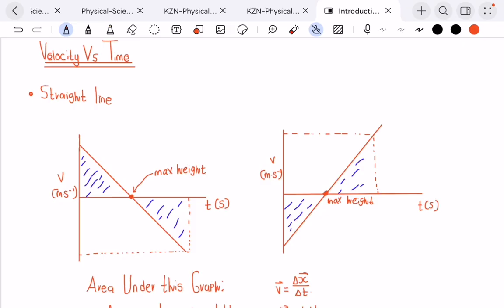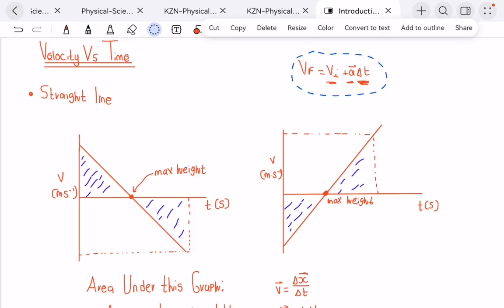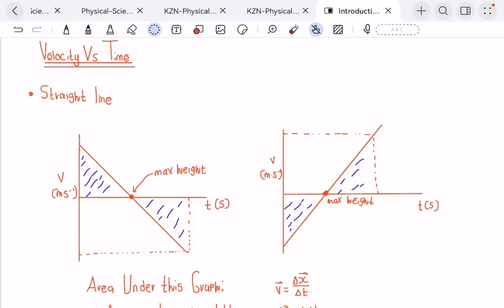Because we have this formula: v final is equal to v initial plus acceleration times delta t. So if we know the time, we already know a, and we know our initial velocity, we can find the velocity of our object at that time, right? So basically the velocity versus time graph tells us what our velocity is at a certain time.